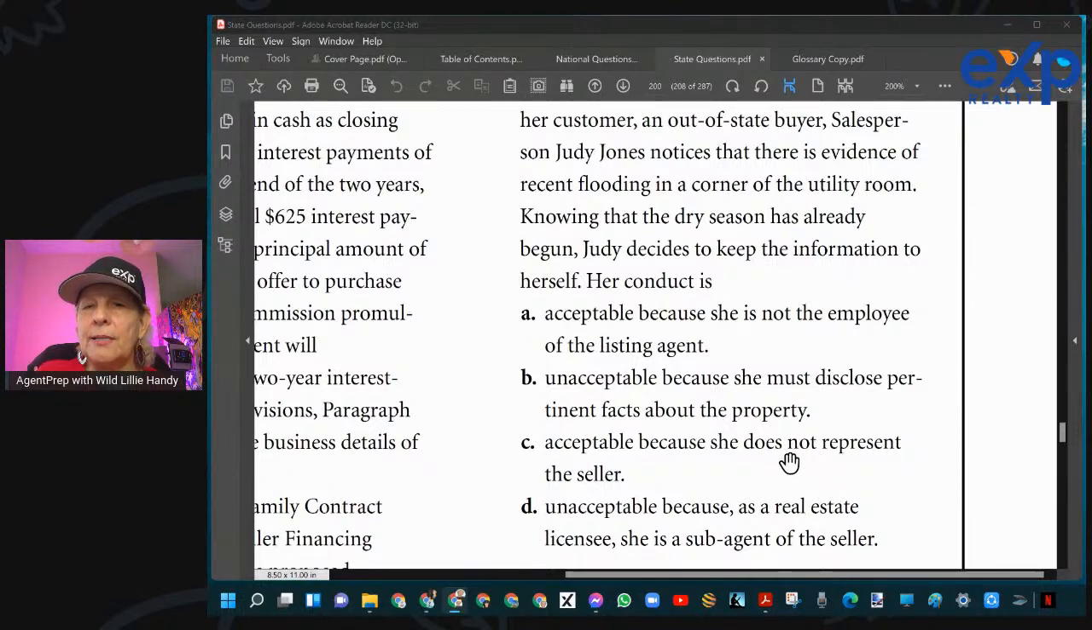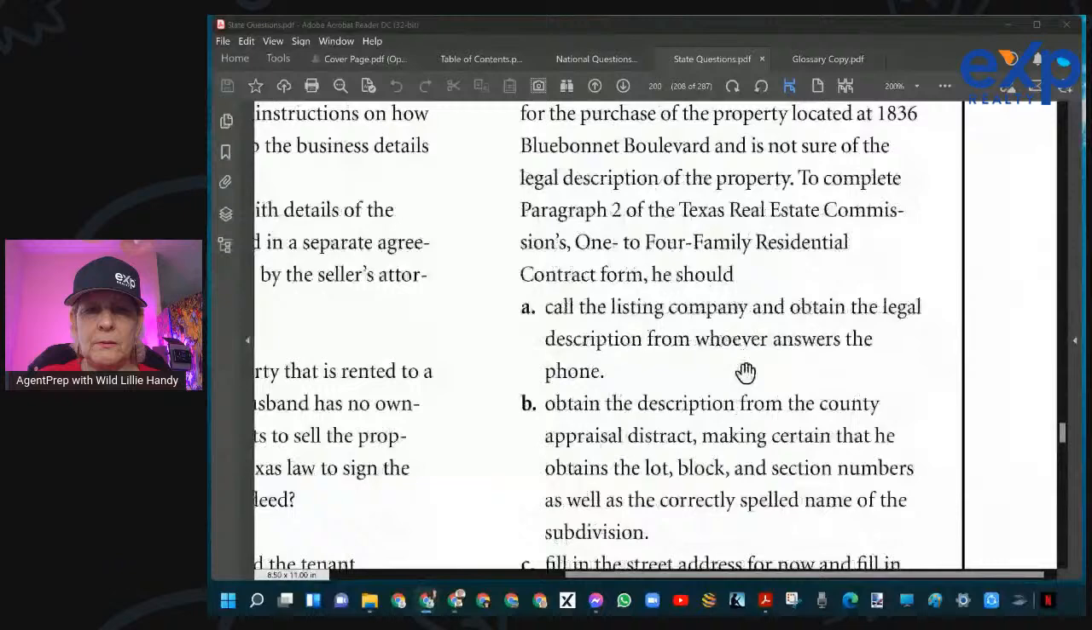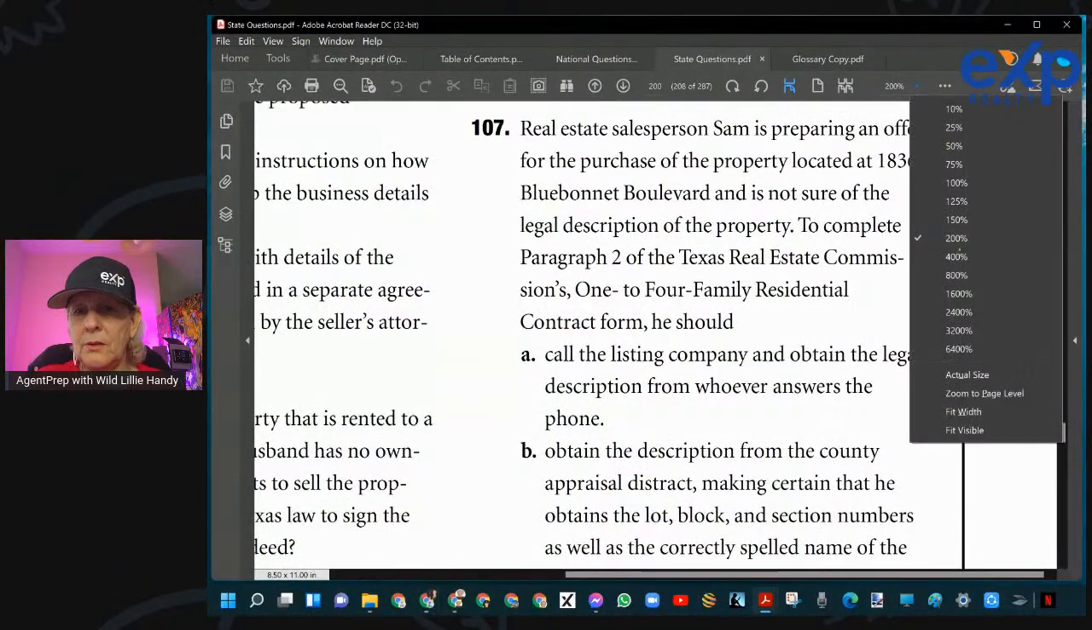If there was a written contract signed by the buyer, even though she doesn't represent the buyer, then she would be a subagent to the seller. But at this point, there is no signed agreement of any kind, nor a contract. However, anything that we know that is pertinent facts or material facts about the property, we must disclose. Okay, so the answer is 106B. She must disclose. So it's unacceptable because she must disclose pertinent facts. Very good. All right, 107. Another long one.